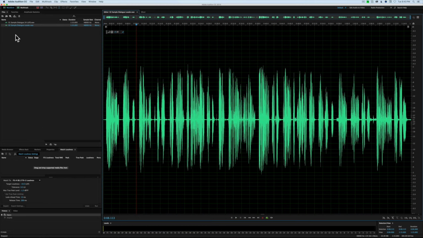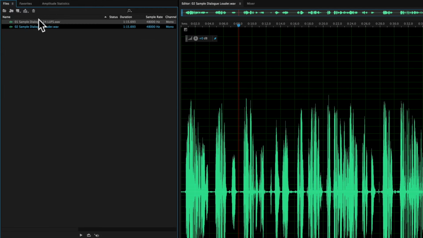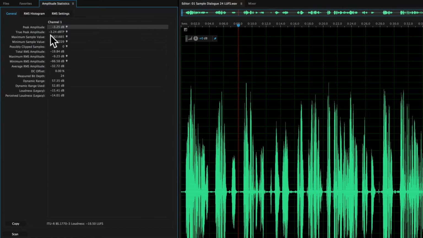Pretty much the same, huh? What's also interesting, if we look at the amplitude statistics, on this one, the peak amplitude is minus 4.58. On this one, the peak amplitude is minus 3.24. So while this one has a larger peak amplitude, that is to say the amplitude is taller on this one, it's actually not really substantially louder. They're both virtually the same in terms of the overall perceived loudness.